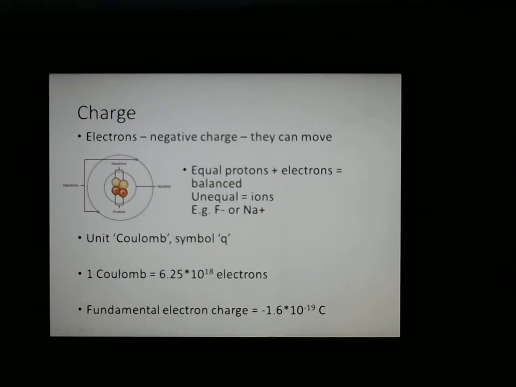Now, there are some worked examples about how to calculate the number of electrons in some amount of charge. I'll leave you to look at that. It's not an equation provided in the formula booklet. And realistically, if you understand what this is, then this is pretty easy to derive, as this is just 1 divided by this number, and you'll get to that number.